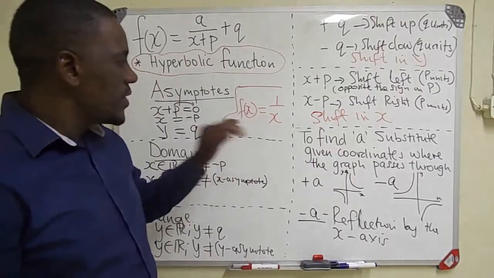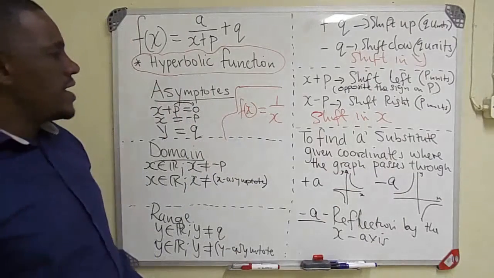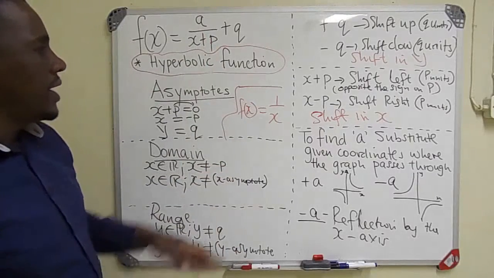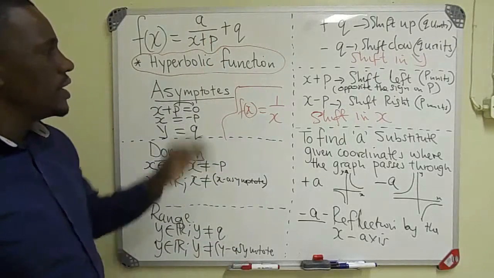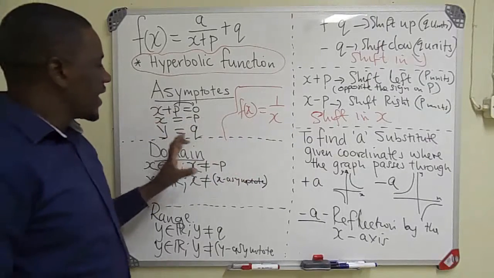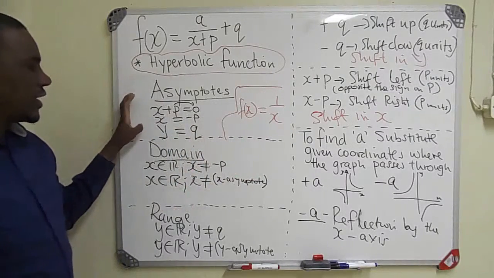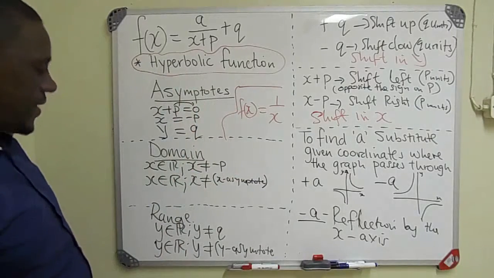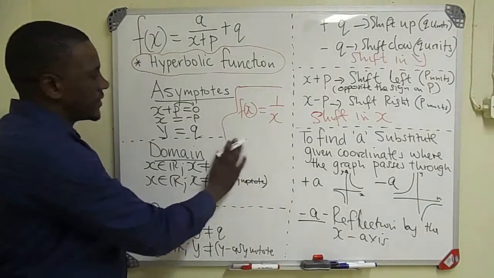So when dealing with a hyperbola, one needs to understand that there is shifting up and shifting down, shifting left, shifting right. The characteristics such as the asymptotes respond to the transformation. Let us have an example.